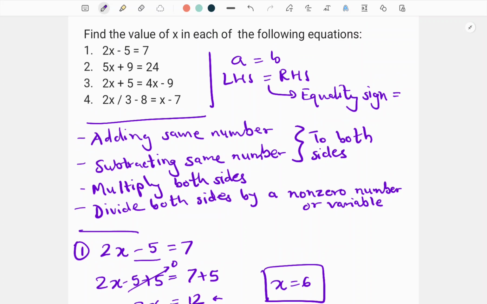Here is the fourth one. It is slightly more complex, but conceptually it is the same. It's only numerically more complex. So let's see what it is. So 2x divided by 3 minus 8 is equal to x minus 7.